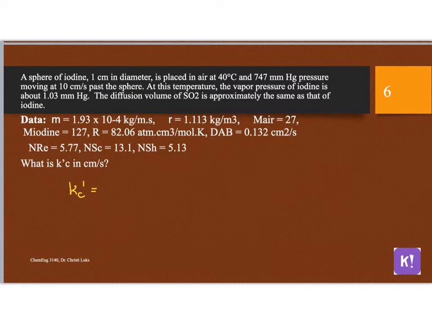All right, Kc prime, I'm going to use the definition of the Sherwood number. The Sherwood number is Kc prime times the diameter or characteristic length divided by the diffusivity. So if I'm solving for Kc prime, I'm going to use the Sherwood number times the diffusivity over the diameter or characteristic length. And in this case, I'm going to take my answer from a moment ago, 5.13. My diffusivity.